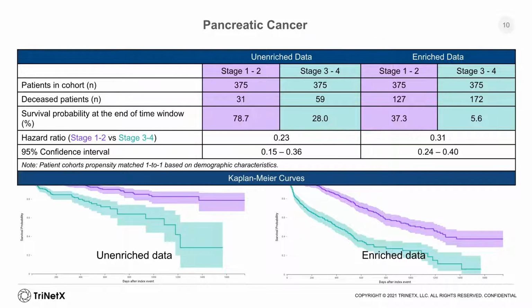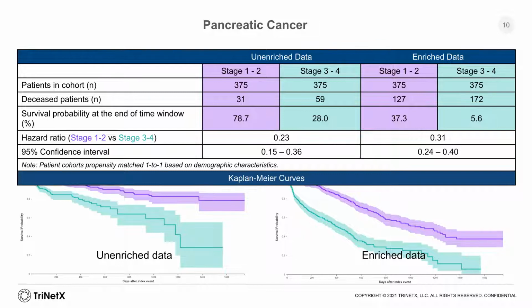And we can see that in the third row there that patients with stage 1 or 2 have about an 80% survival probability over around 5 years of follow-up. And that's much higher than patients with stage 3 or 4 pancreatic cancer over about 5 years. They're closer to a 30% probability of survival at that time point.